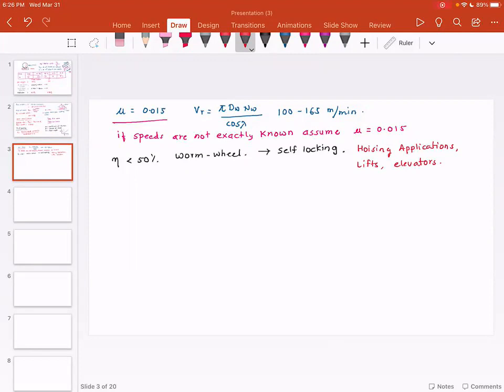Now, how do we design the system? The design procedure is exactly the same as the spur gear or the helical gear. So we are going to use the Lewis form factor. We are going to find out the velocity factor and so on. So the design process: how do you design the worm wheel?